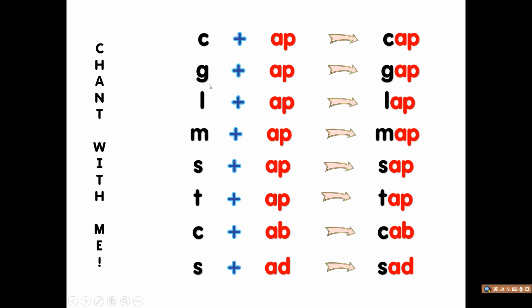C-A-P, cap. G-A-P, gap. L-A-P, lap. M-A-P, map. S-A-P, sap. T-A-P, tap. C-A-B, cab. S-A-D, sad. Let's chant with me again. C-A-P, cap. G-A-P, gap. L-A-P, lap. M-A-P, map. S-A-P, sap. T-A-P, tap. C-A-B, cab. S-A-D, sad.